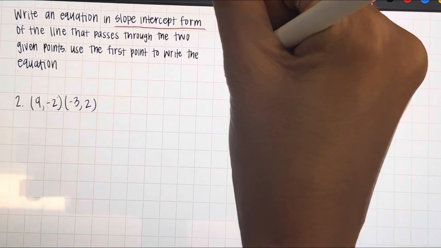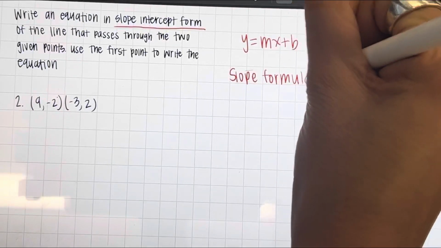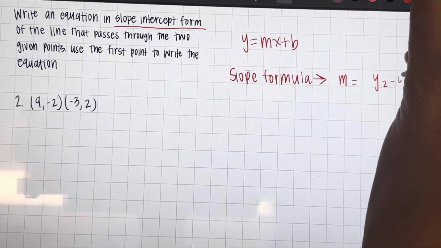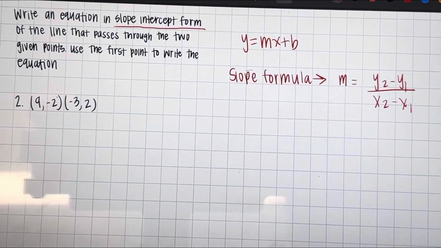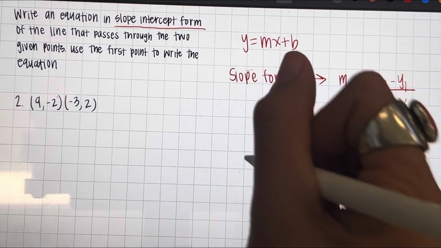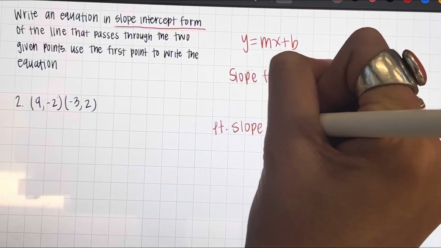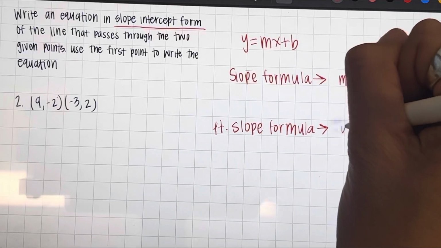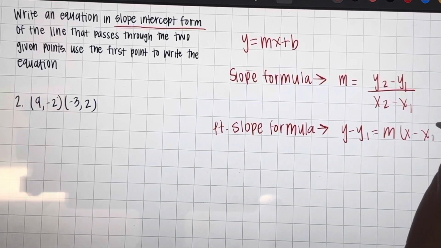The first one being the slope formula, which is m equals y2 minus y1 over x2 minus x1. Again, m is just going to represent our slope. The second formula that we'll be using to solve these problems is going to be our point slope formula. This formula is just going to be y minus y1 equals m times x minus x1.